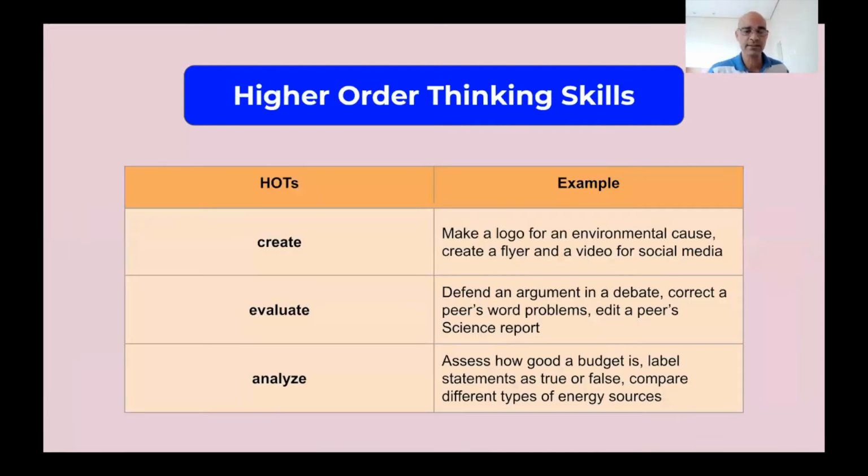So for example, let's get some examples here of higher order thinking skills. So when students create, you ask them to make a logo for an environmental cause, and while focused on the same cause, they can create a flyer and a video for social media. Those are examples of creative output. Evaluating. The students can defend an argument in a debate, can correct a peer's word problems, can edit a peer's science report. Those are all examples of evaluation.